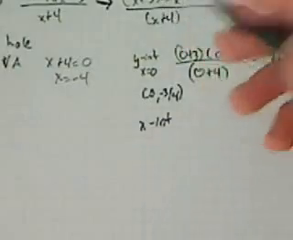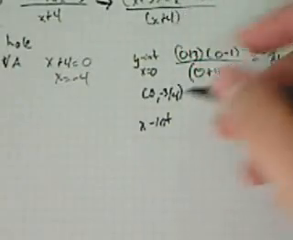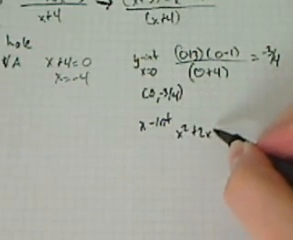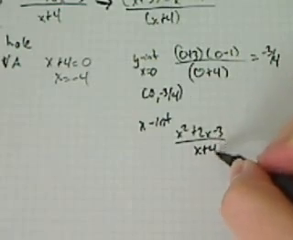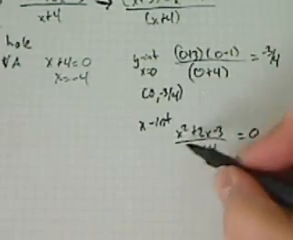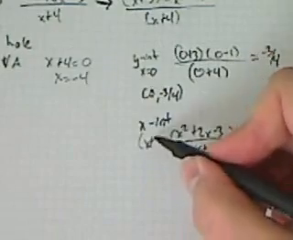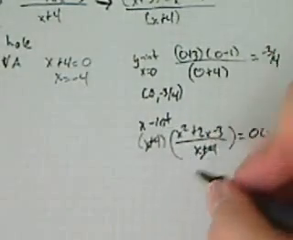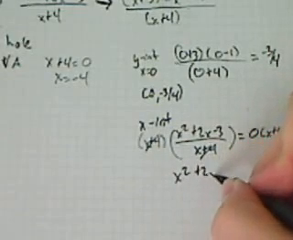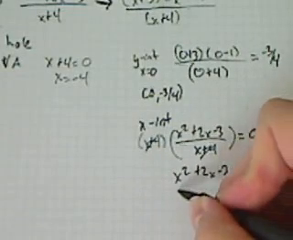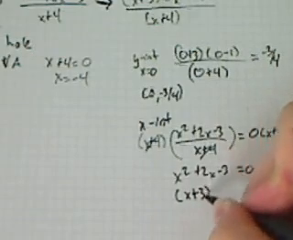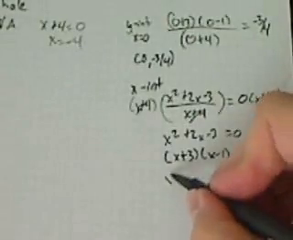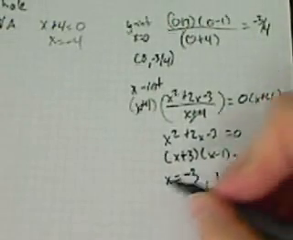X-intercept. So our x-intercept, we set the equation equal to 0. We solve for x. So x squared plus 2x minus 3 divided by x plus 4 equal to 0. Multiply both sides of my equation by x plus 4, which would leave me with x squared plus 2x minus 3 equal to 0, or x plus 3, x minus 1 equal to 0, or x equals -3, +1.